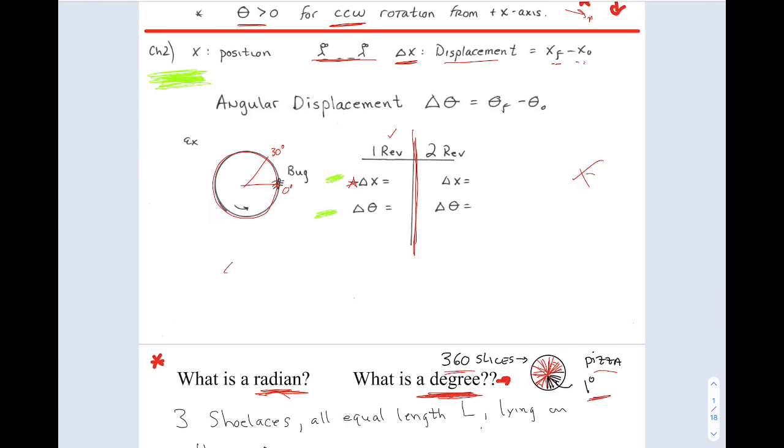What is delta x for the bug? Remember, delta x is x final minus x initial. Well, the bug starts at x equals 0, so the initial position is x equals 0. The final position is the same x coordinate, so the bug ends up where it started. Delta x is displacement, and the displacement is 0. The angular displacement is 2 pi radians. So delta theta, my angular displacement, is 2 pi radians.